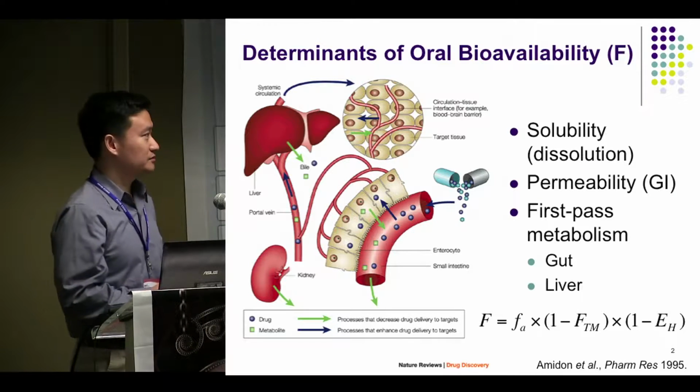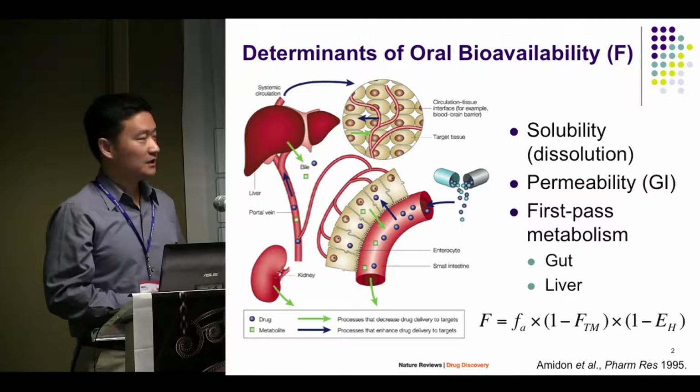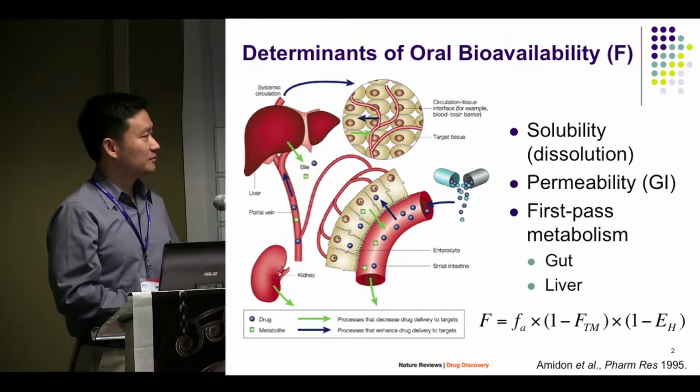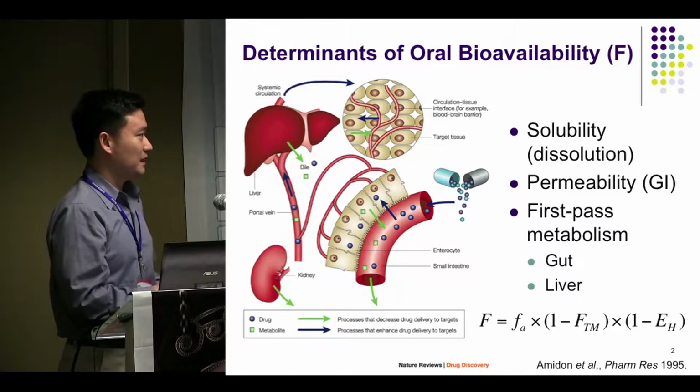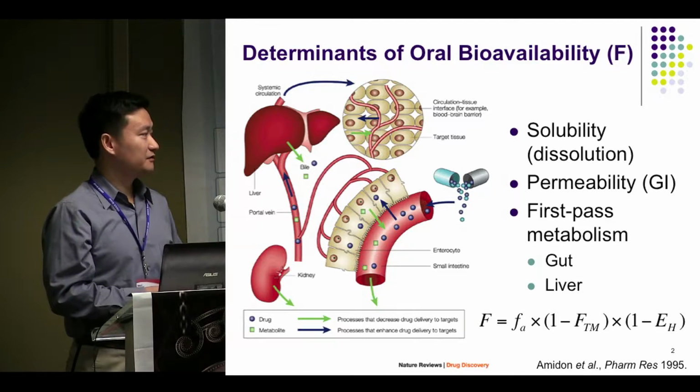As you probably know, there are many determinants of the oral bioavailability of an oral drug. These can include the solubility of the drug in a certain dosage form, the permeability across the gastrointestinal epithelium, and of course the first pass metabolism that can occur in both the gut and the liver. In this equation, the oral bioavailability F is the final product of FA, the fraction absorbed, times whatever is left after the gut metabolism, and also whatever is left after the hepatic extraction.